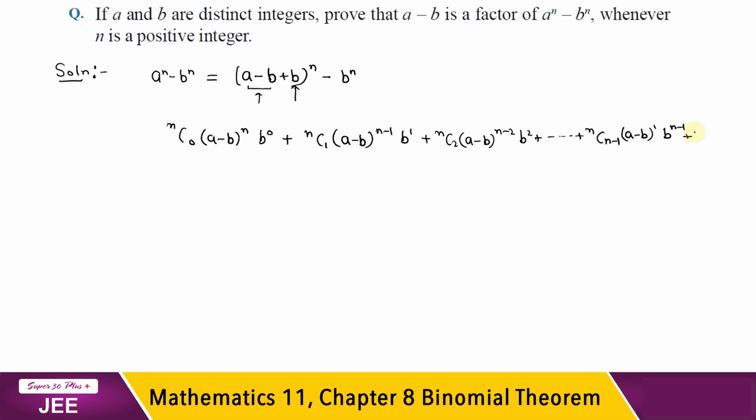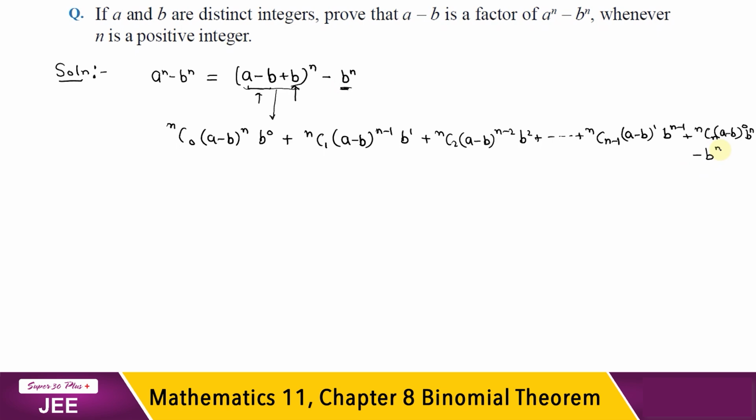Last term is going to be nCn (a minus b) raised to the power 0 and b raised to the power of n. Alright, I have written down the binomial expansion of (a minus b plus b) whole raised to the power n. Now along with it we have minus b raised to the power n. So I am writing it over here, minus b raised to the power n.